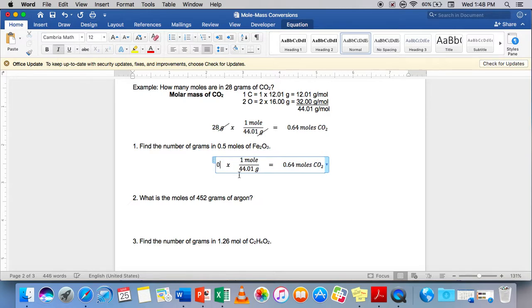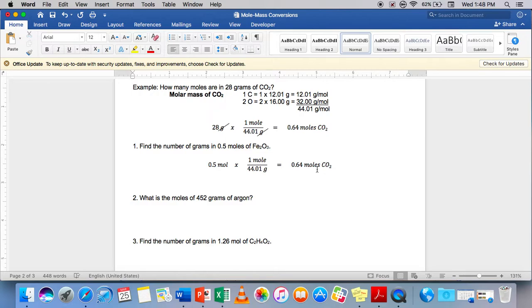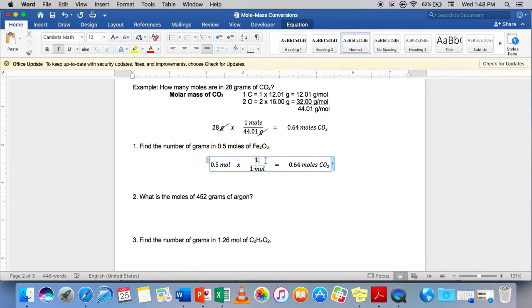So I am starting with 0.5 moles. MOL is a shorthand way that you will see moles written. That's usually the way that I will do it. So 0.5 moles. I want to check my mole map. I'm going from moles to mass, so I need to put molar mass on the top and 1 mole on the bottom. So I can put 1 mole on the bottom and I need the molar mass.